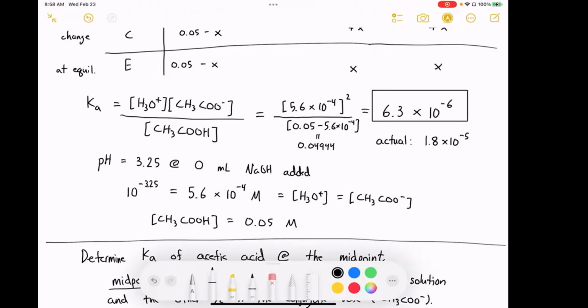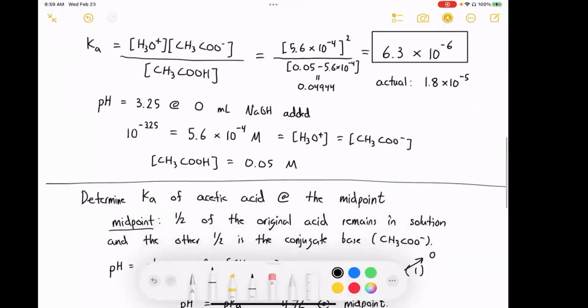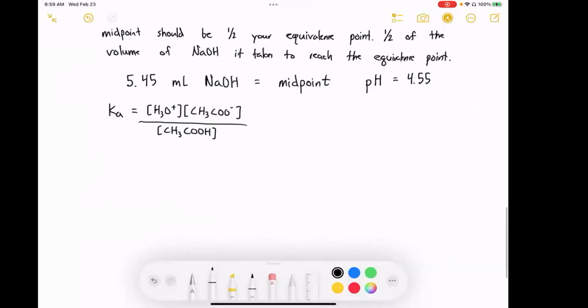So let's recalculate that now. So we have 5.6e to the negative 4, squared, divided by 0.04944. So now our answer should be, it's not at all very different. So it's still 6.3 times 10 to the negative 6. But to be completely accurate, we should put that number. Okay, so now let's go over here.